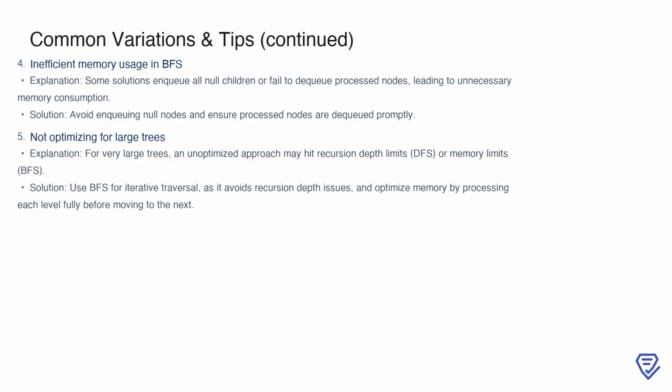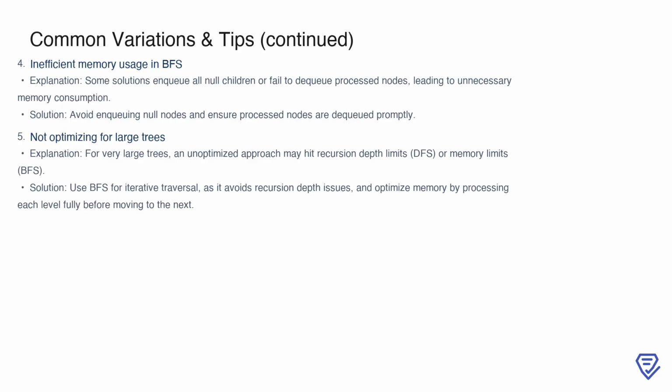Memory inefficiency during BFS is another area where mistakes can occur. For instance, enqueuing null children or neglecting to dequeue processed nodes can lead to unnecessary memory consumption. To resolve this, avoid adding null nodes to the queue and ensure you promptly remove nodes that have already been processed. Another challenge arises with large trees.